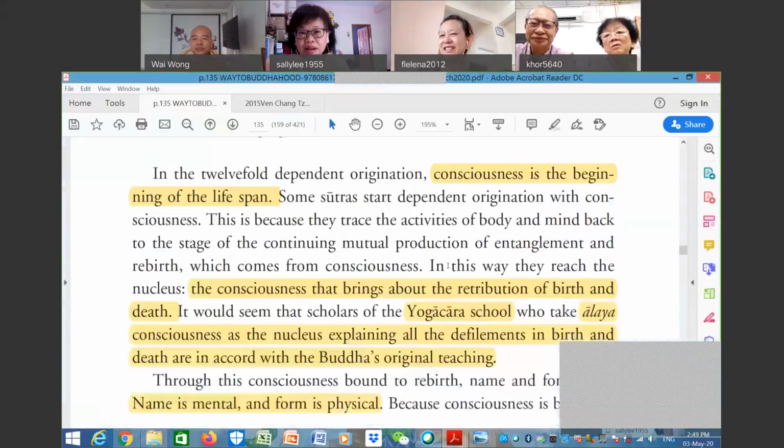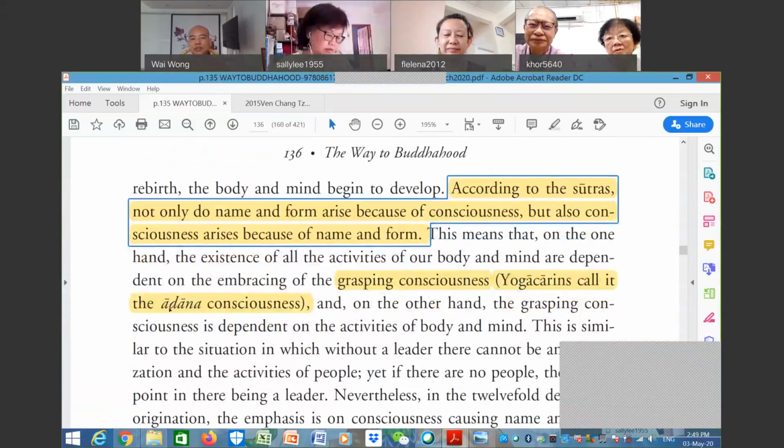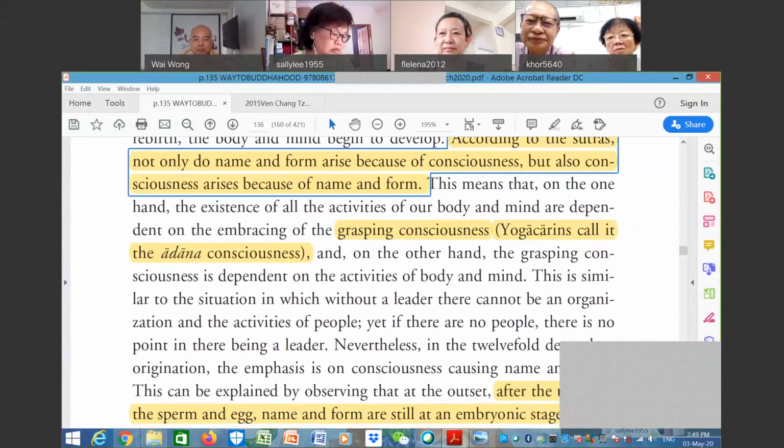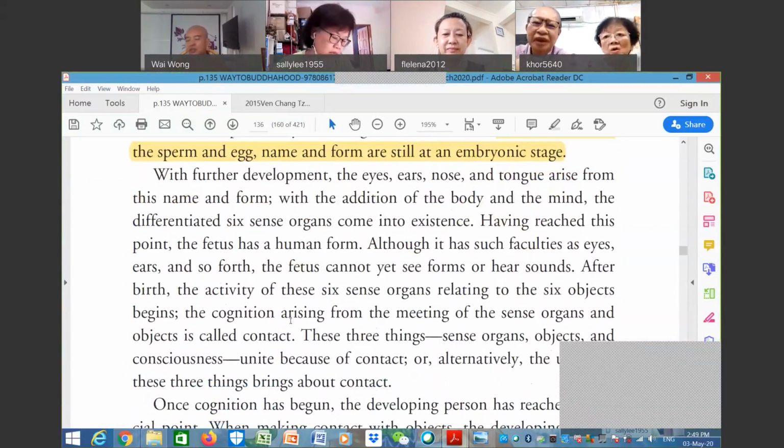Okay, let's continue. It's about the Yogacara school. Take a look. This is the Adhana consciousness, which we just explained now. Now we go to the further development. Whose turn? Elena, right? With further development, the eyes, ears, nose, and tongue arise from this name and form. With the addition of the body and the mind, the differentiated six sense organs come into existence. Having reached this point, the fetus has a human form.